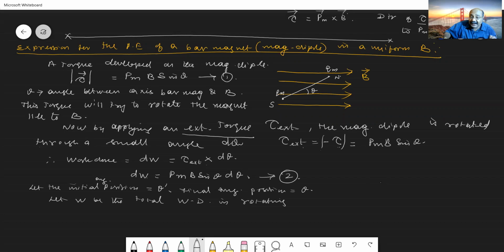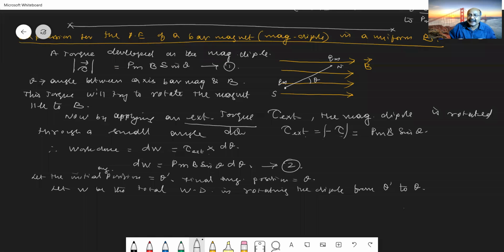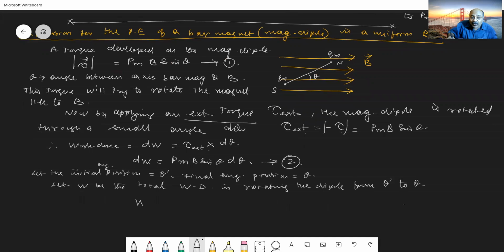In rotating the dipole, from where to where? From the initial position theta dash to the final position theta. How can you get that total work done W? The total work done W will be equal to the integral of dW, because dW is the small work done in moving it through an angle d theta. Here we are moving it from theta dash to theta. So if you integrate dW from theta dash to theta, you get this work done. This work done is stored in the magnetic dipole as potential energy.